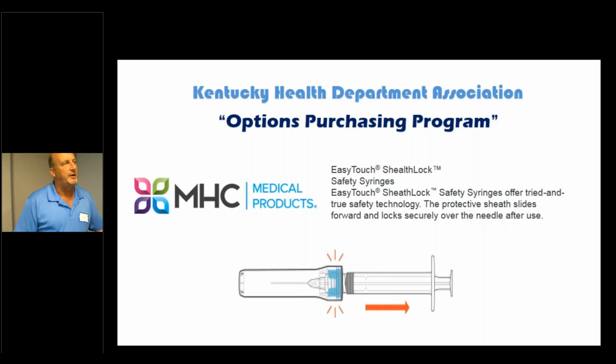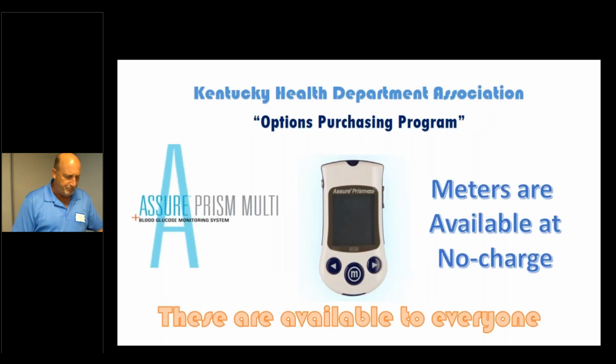So I just wanted to get that out there because I am talking to a lot of needle exchange programs right now about the options, about trying to find ways to save money on syringes, and we have a couple of options there. Also, I wanted to touch base with you again. We have the Assure Prism Multi, which is the blood glucose analyzer. So if you're having to give these out to your patients in clinics, we have something available to you. The meters are free, and the test strips under the Options Purchasing Program are 50 strips to a box, and they're $10. So you can't beat the price on these.